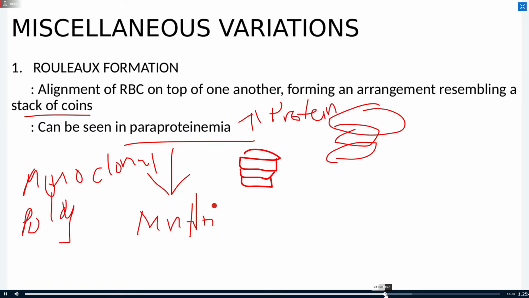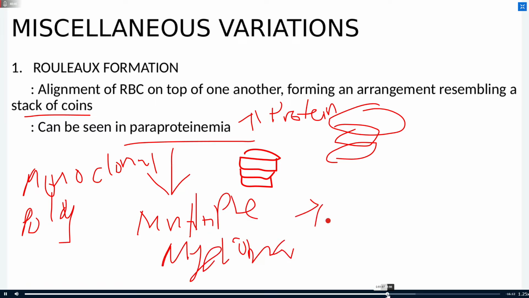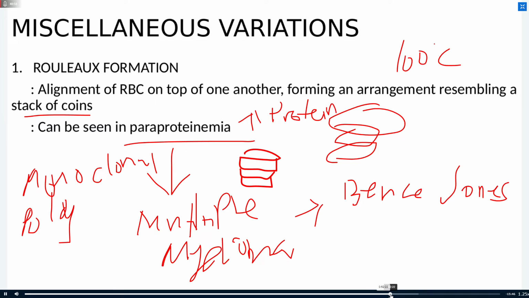Increased protein, class. So it's Benz-Jones. And what happens to your Benz-Jones protein at 100 degrees centigrade? Sa CM niya. Sa CM. And what? So, hindi nyo matatry gawin yan sa lab. Magpapakulo kayo ng ihe.